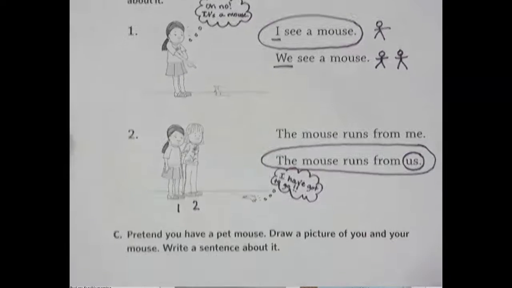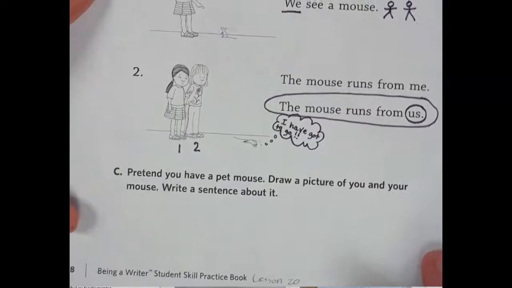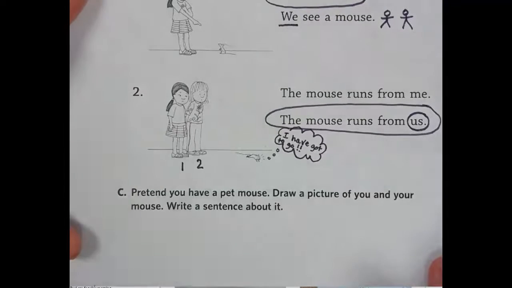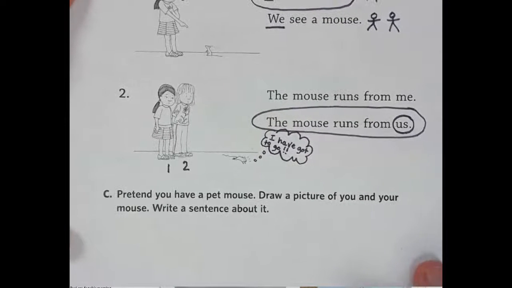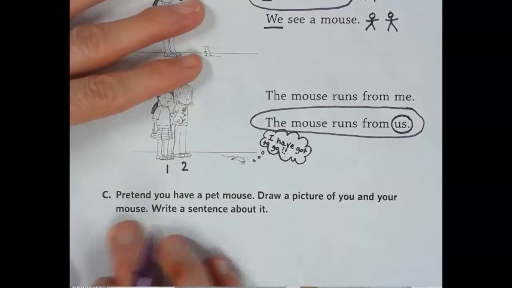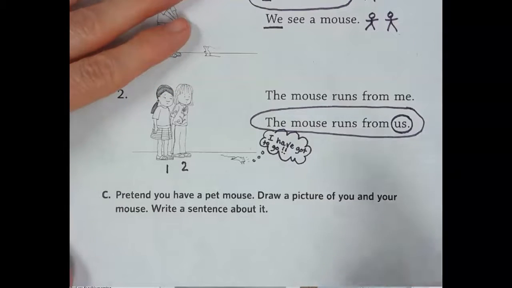All right, and this last part says, pretend you have a pet mouse. Oh my. I don't want a pet mouse. I don't. I know some of you have pet mice. Good for you. Draw a picture of you and your mouse, and write a sentence about it. Okay, well, all right, I'll pretend.